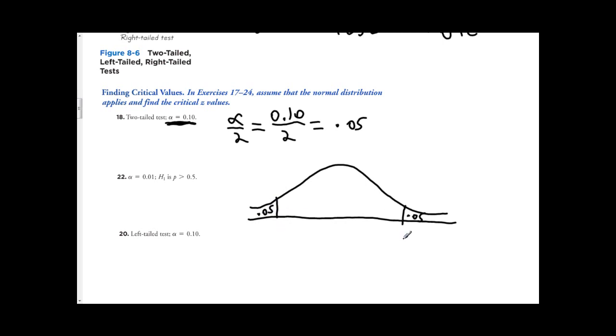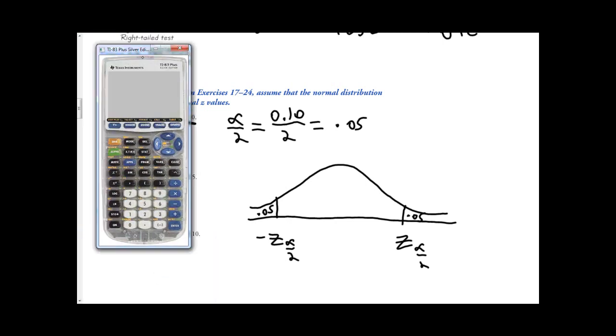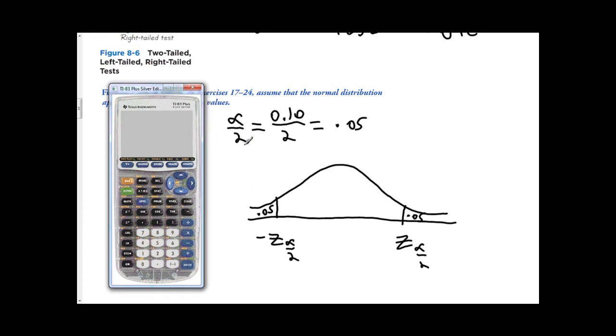Because this is a symmetric distribution, whatever number we get up here for the z of alpha over 2, this one will be its opposite. So we only need to find one. The positive one will correspond to the negative one. So we need to find that z-score. Let's pull out our TI. We're going to find the z of alpha over 2, which is the z-score here.